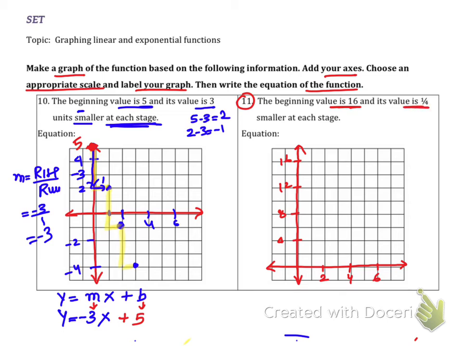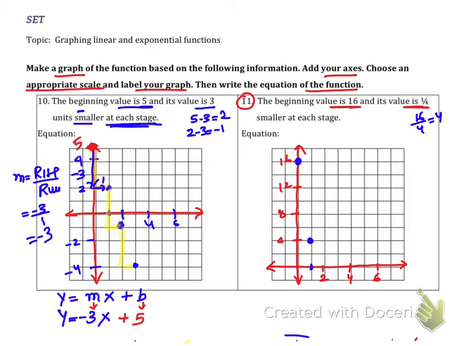All right, it's every time 1/4. What I can do, I can mark 16 here, and at each stage the value for each interval, like per unit of x, is decreasing, it's getting 1/4. So 1/4 of 16 is what? That's 4.